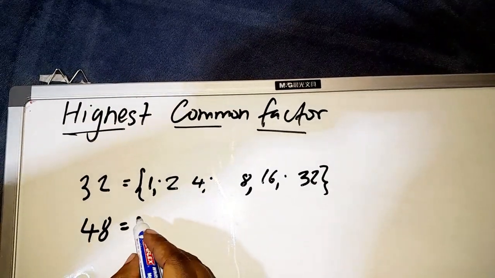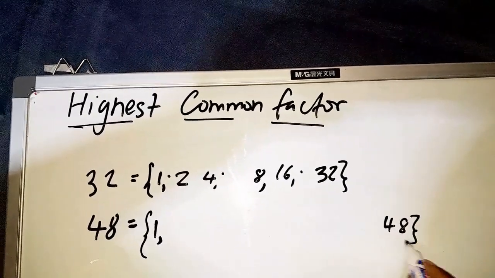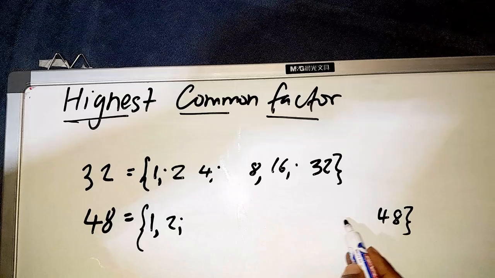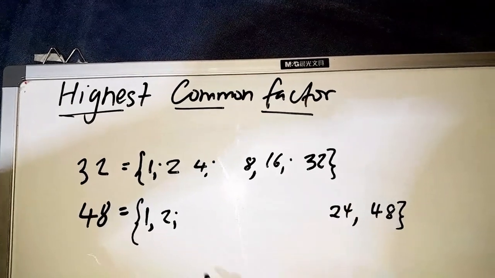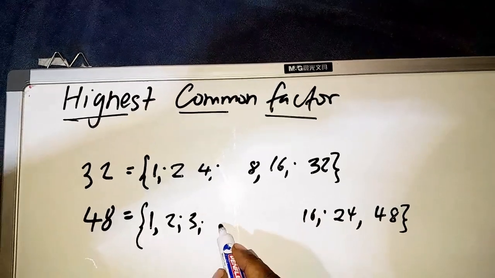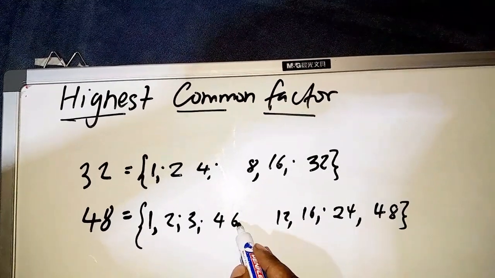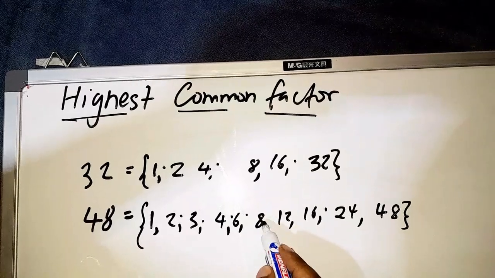And now for 48, if we try 1 into 48, we get 48 times. You try 2 into 48, you will get 24 times. You try 3 into 48, you will get 16. These are factors. If you try 4 into 48, you will get 12. And then if you try 6 into 48, you will get 8.